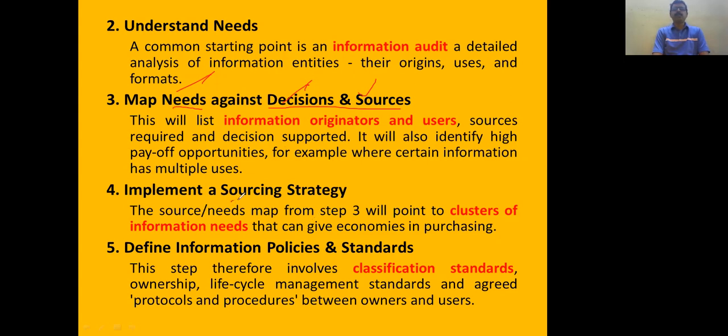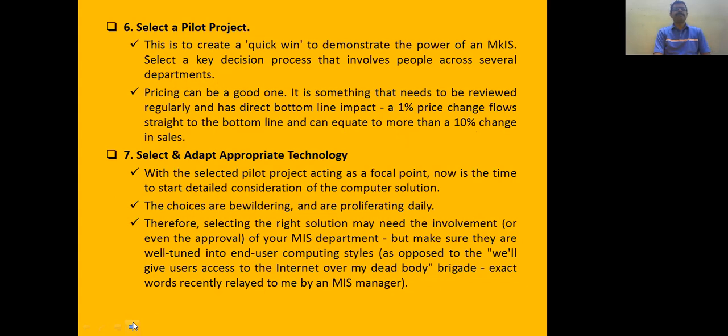Next one, implementing a sourcing strategy. The sourcing strategy in the sense that various strategies are analyzed so that supplier sources can be identified and the policies can be formulated. Next one is define information policies and standards. With the information that is gathered, standards can be set, and with the help of standards, they can define the qualitative performance of the organization and products as well.